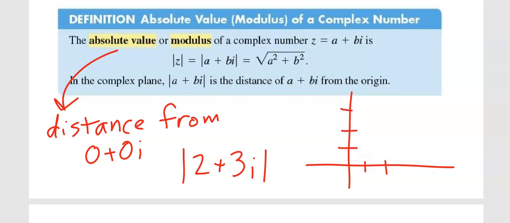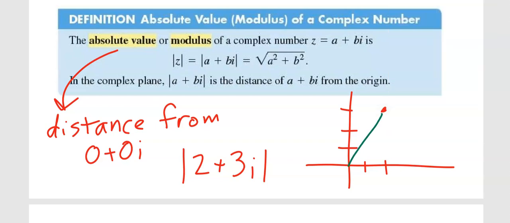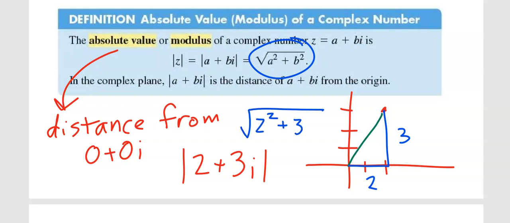2, 3i, right there. How do I find the distance that it is to the origin? Well, I'm going to guess that you have to use the sides of the triangle. Oh, yeah, this is the Pythagorean theorem, right? So, 2 squared plus 3 squared. So the absolute value is, let's see, 4 plus 9, that's 13. So square root 13, right? That's the length of this.